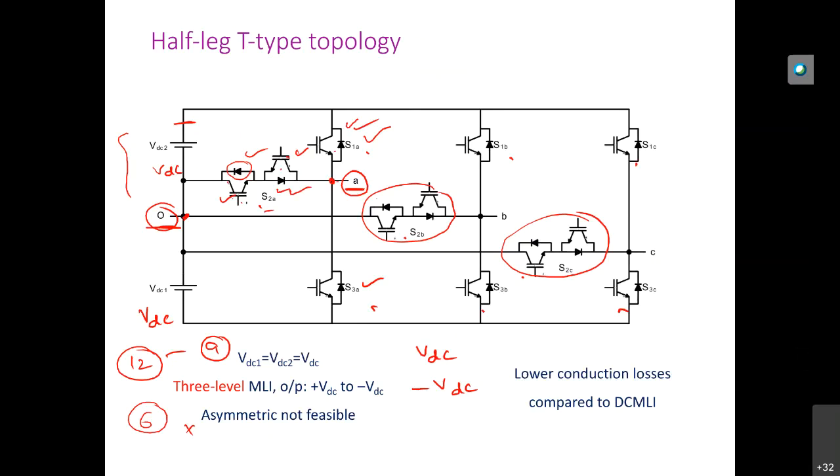Is it clear? So this is about the T-type topology. These are the alternatives for the diode clamp. Why are all these required? Because there are some drawbacks in the diode clamp. Especially, it doesn't have switching redundancies, and the current that flows in the neutral point is always unidirectional. So these topologies address that to some extent.